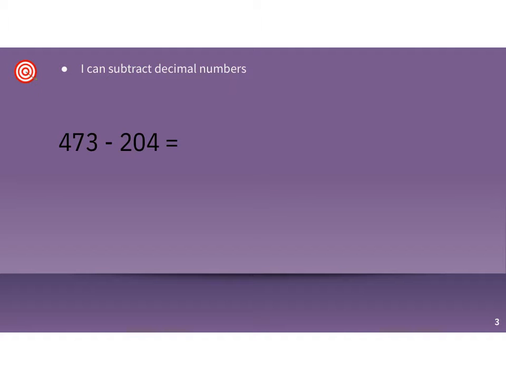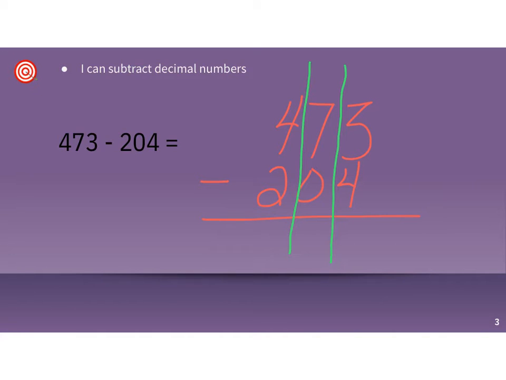So quick review of just subtraction in general. These are not numbers with decimals, but if I were given the problem 473 minus 204, we learned earlier this year when we were working with subtraction that just like with addition, really important to write the problem where we are lining up the places. So writing in columns where the ones column lines up, the tens column lines up, and the hundreds column lines up, and so on. Then I'm always subtracting the bottom number from the top number.